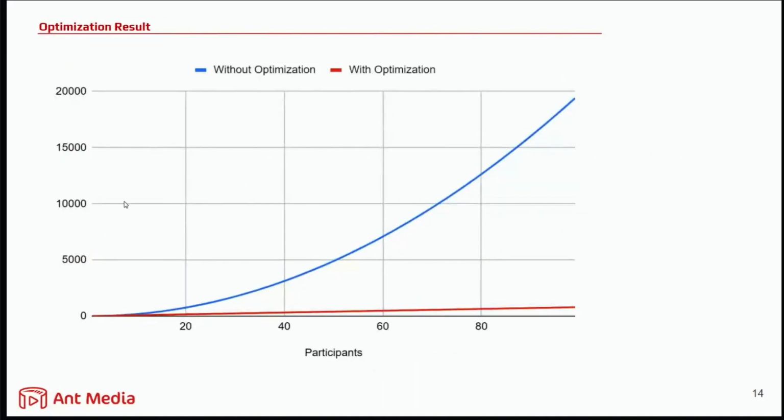This graph shows the number of connections versus the number of participants. As you see, as the number of participants increases, the number of connections increases exponentially because there is an n square term there. But with the optimization, as you see, it decreases very dramatically.